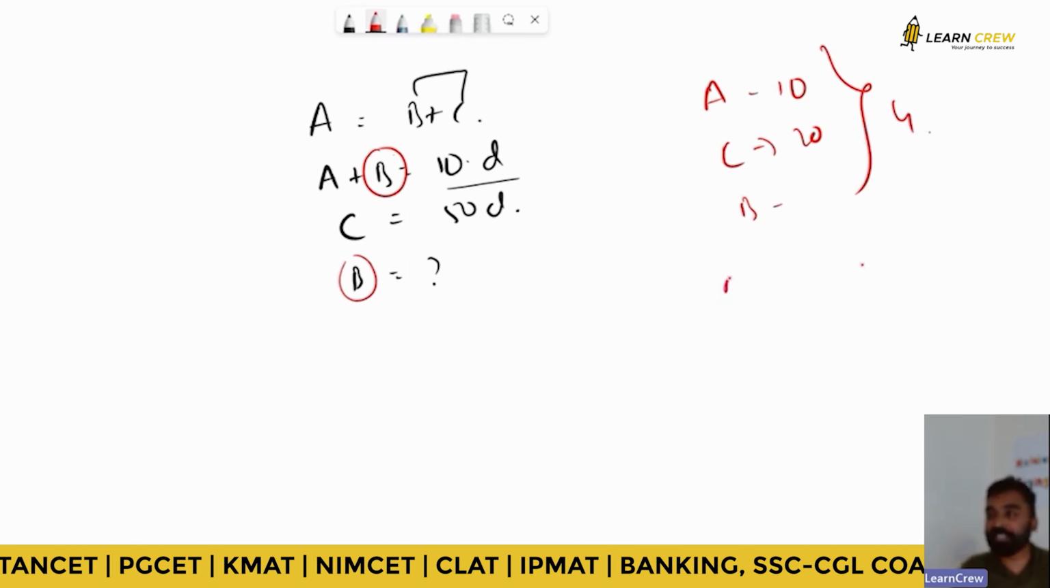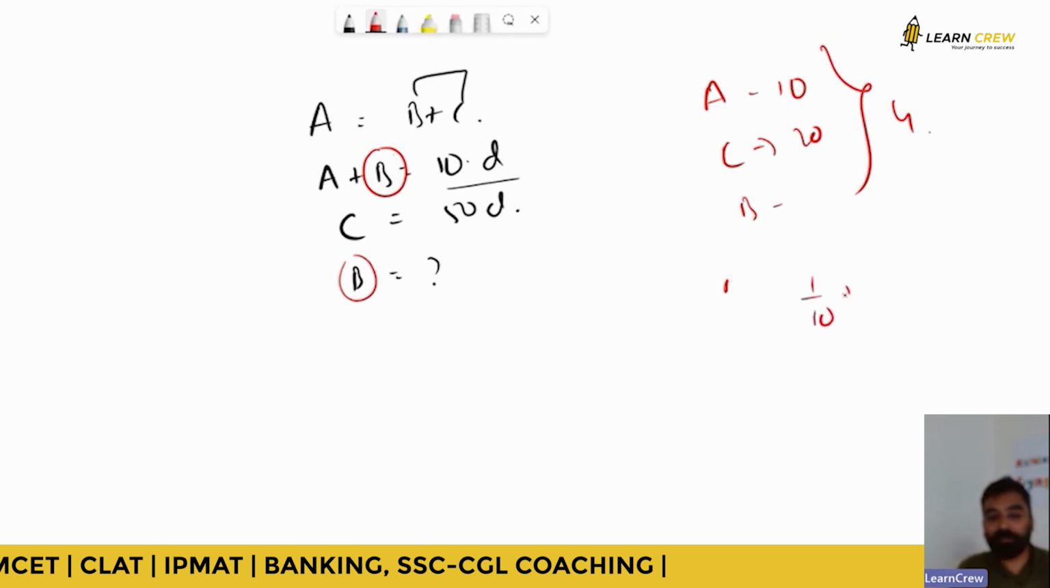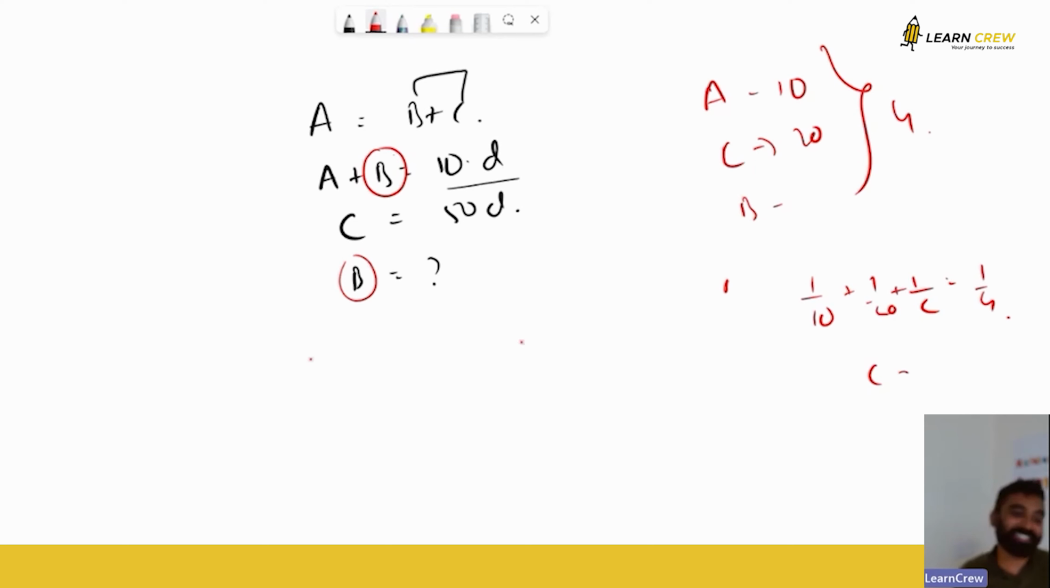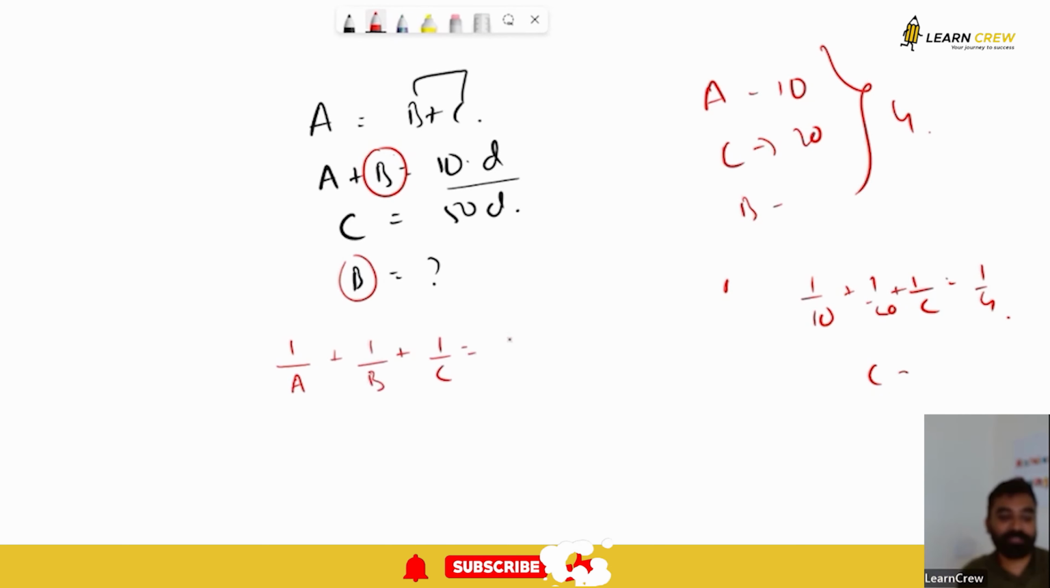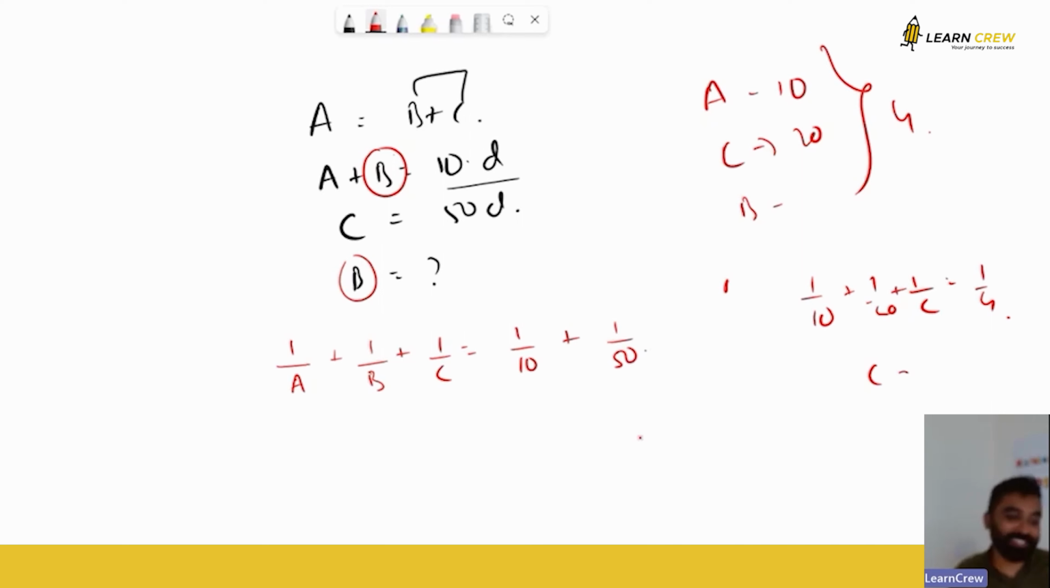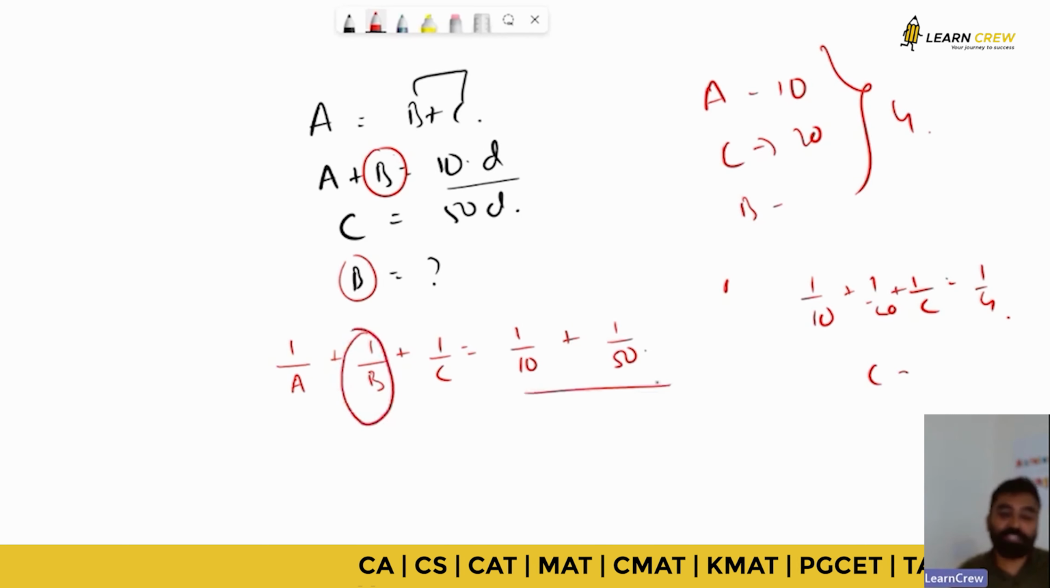You did 1 by A plus 1 by B plus 1 by C equal to 1 by 10 plus 1 by 20 plus 1 by C is equal to 1 by 4. Or C, you find it out from here, right? The same approach you're doing here, nothing else. So 1 by A plus 1 by B plus 1 by C is equivalent to how much? 1 by 10 plus 1 by 50. Until this, it is given only. I did not do anything. So now they're asking you to find only the B value. Now this you know.